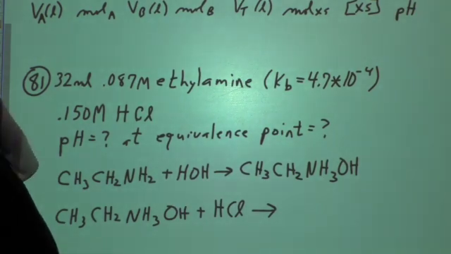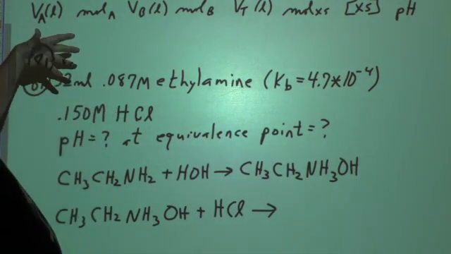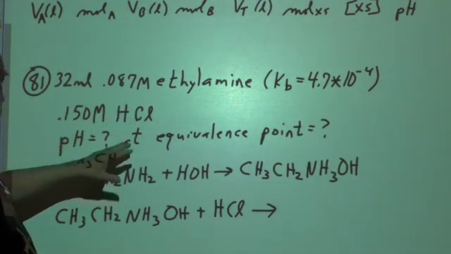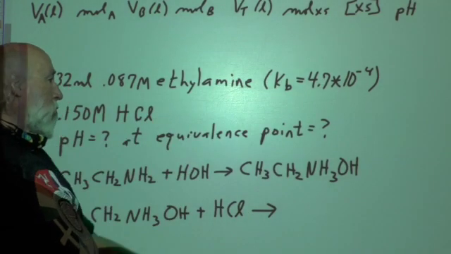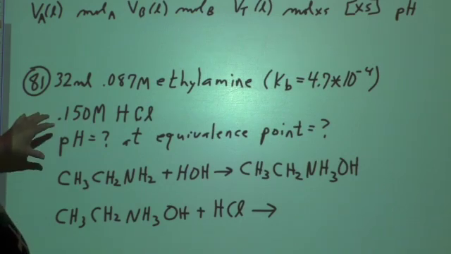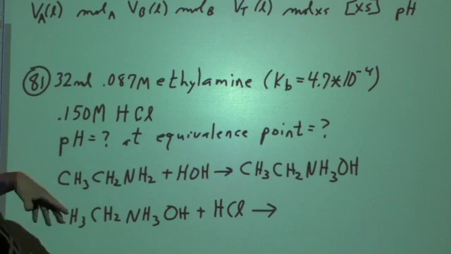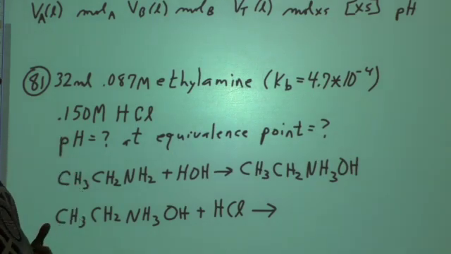Now, the next problem we're going to have here is number 81, and now we're starting with a weak base, and then we're going to titrate it with a strong acid. So our reaction looks like this. We're given the Kb value for this at 4.7 times 10 to the negative 4. We have an equivalence point problem again. So it's kind of the same thing, only from a different point of view.